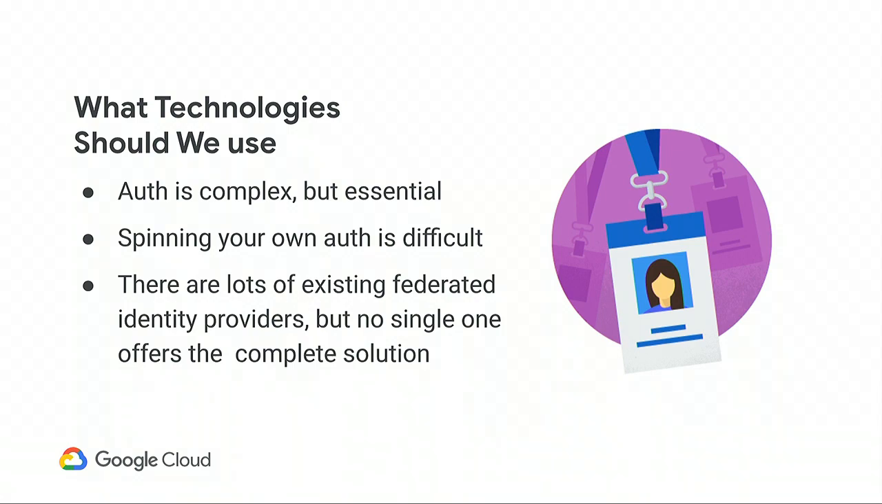One option that people use a lot is federated identity providers like Google or Facebook or Twitter. And these are really great options. They definitely eliminate some of the difficult work of setting up OAuth. But at the same time, there are still some challenges.